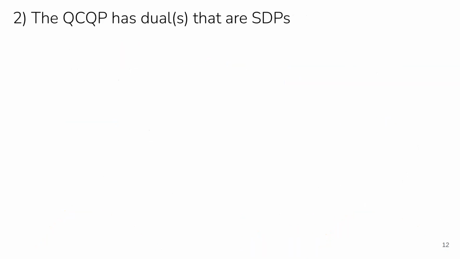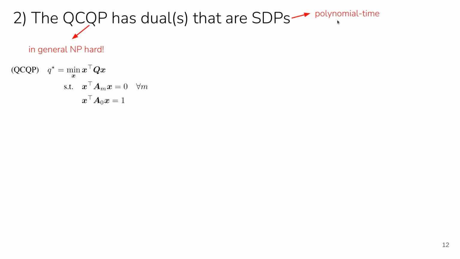All right, building on that, the second important ingredient for global optimality is that the QCQP actually has duals that are semi-definite programs. That's nice, because the QCQP, as I said, is generally hard to solve, and in particular, it's NP hard. SDPs, on the other hand, can be solved in polynomial time. So that shows why this is interesting.